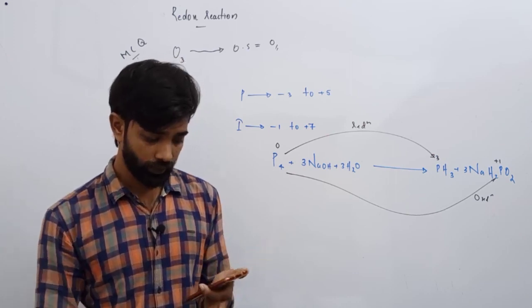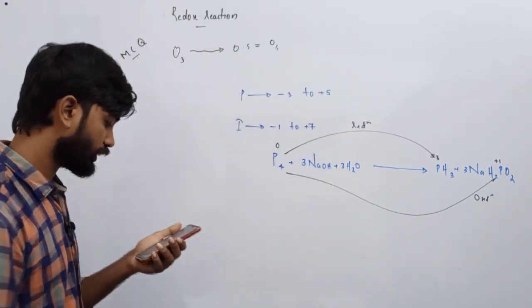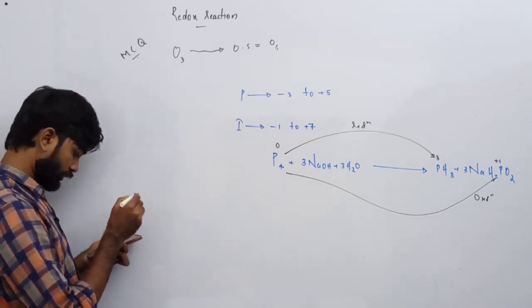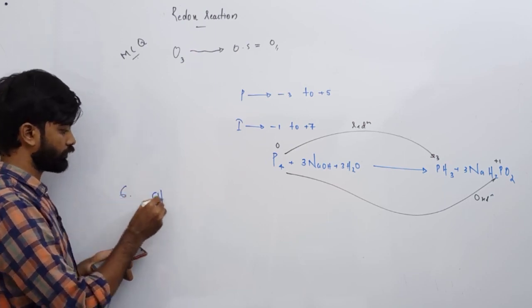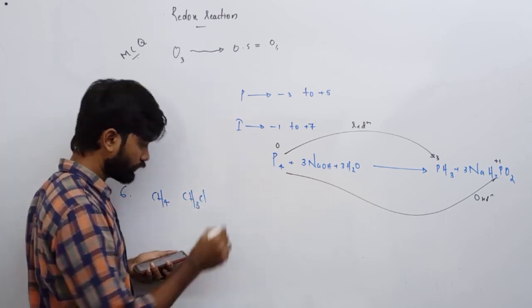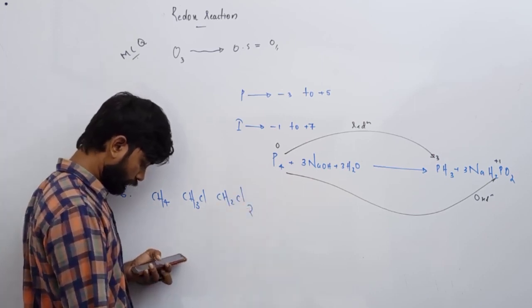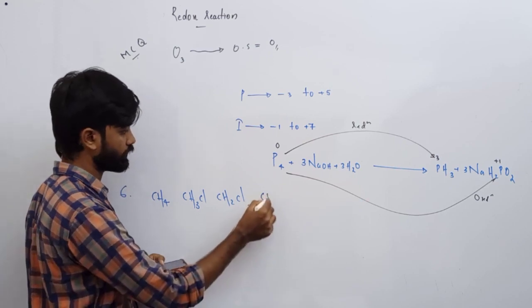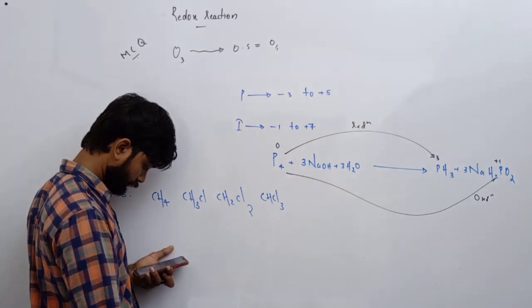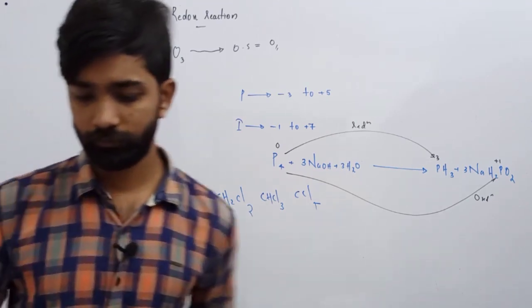Choice 1. The next: oxidation number of carbon in CH4, CH3Cl, CH2Cl2, CHCl3, CCl4 respectively. So there are a lot of examples. CH4, CH3Cl, CH2Cl2, CHCl3, CCl4. Okay. Listen.